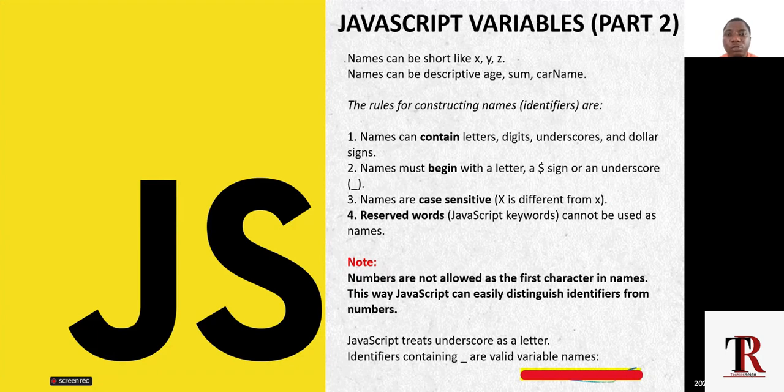Nevertheless, do not forget that there are rules for constructing names. Even though names can be short and they can also be long, there are rules for naming, for constructing names, which are called identifiers in your JavaScript program. So you don't just put any name. I mean, you don't just construct variable names in any way. There are rules which you must follow in order to get your desired result. Because if these rules are not followed, you can get an inconsistent result at the end of the day.